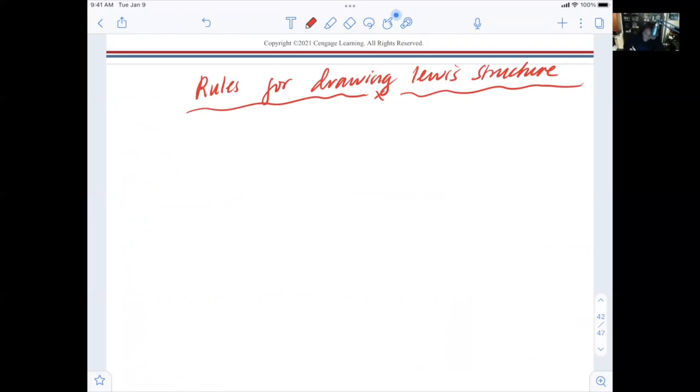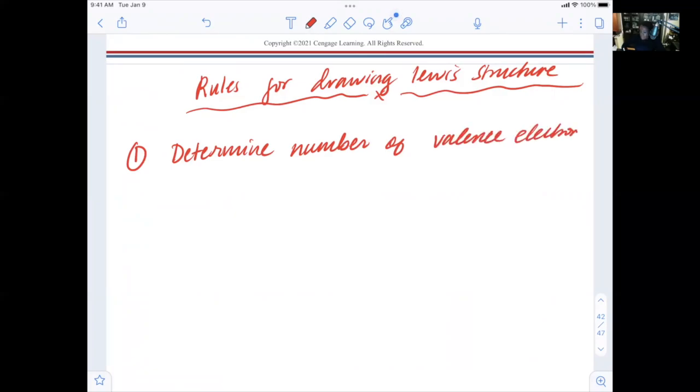In this rule here, in drawing Lewis structures, the first thing you have to do, as it says in the rules, which you'll be seeing more in the next chapter, but I want to show it to you right now, is to determine the number of valence electrons. Okay, so actually let me pause this for a moment.